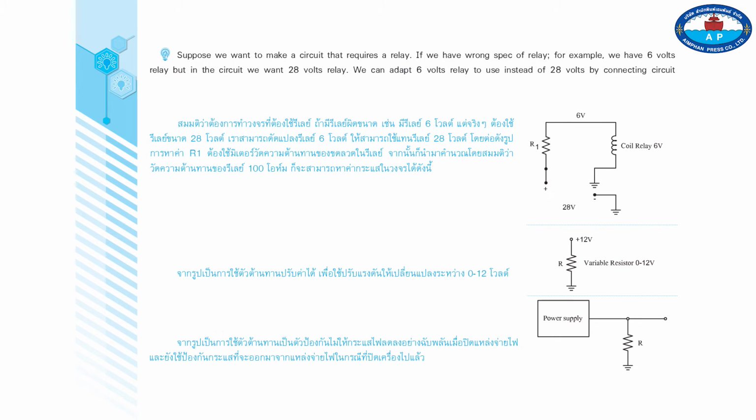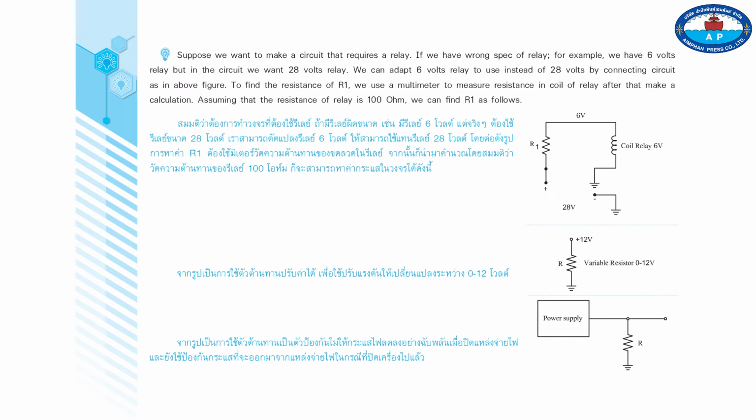We can adapt a 6 volts relay to use instead of 28 volts by connecting the circuit as in the above figure. To find the resistance of R1, we use a multimeter to measure the resistance in the coil of the relay. After that, make a calculation. Assuming that the resistance of the relay is 100 ohm, we can find R1 as follows.